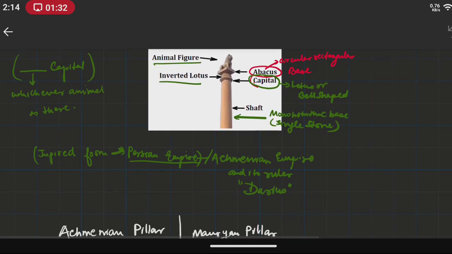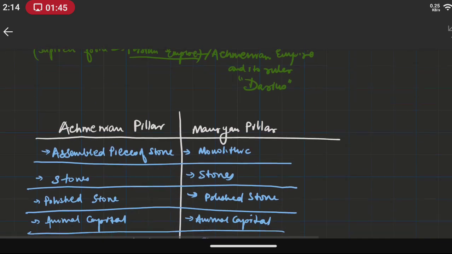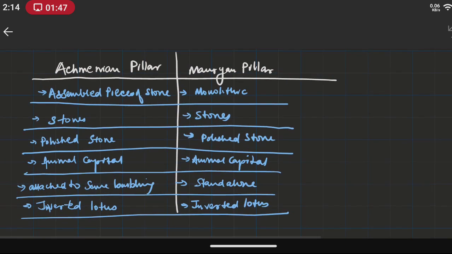This Mauryan pillar was inspired from the Persian Empire, which is also called the Achaemenid Empire, and its ruler Darius. Now let's talk about the similarities and differences between the Achaemenid pillar and the Mauryan pillar. Achaemenid pillar is assembled pieces of stone, while the Mauryan pillar is monolithic. It is made up of one stone.